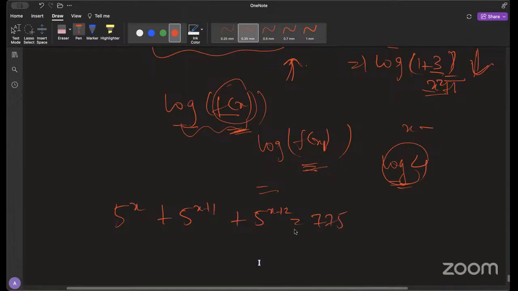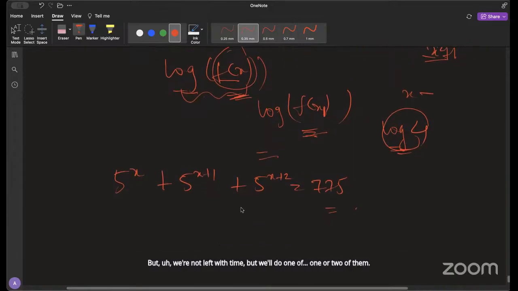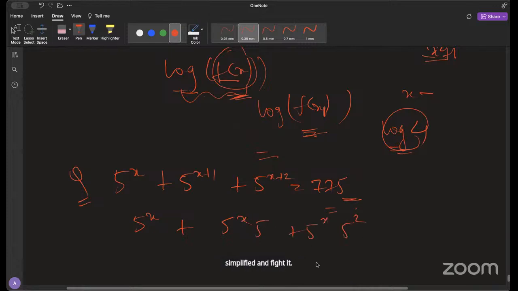I had other questions too, but we're not left with time, but we'll do one or two of them too. So this is it. You can just write it as 5^x. If you have to solve this thing, you can write it as 5^x times 5^x, that is 25, and then substitute this as y. You don't even have to substitute it. You can simply get 25 plus 5 plus 1, which is 31, equals 5 to the power of this, and then you can just solve this.